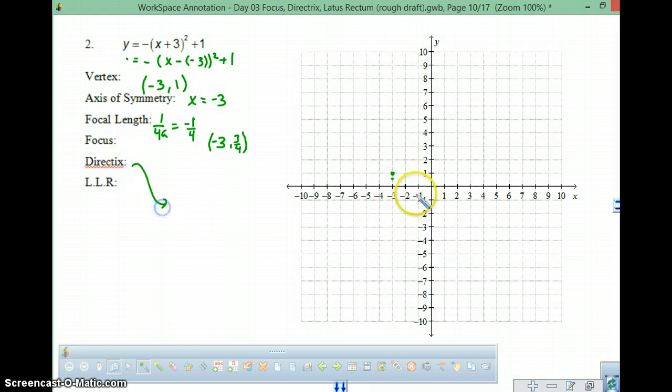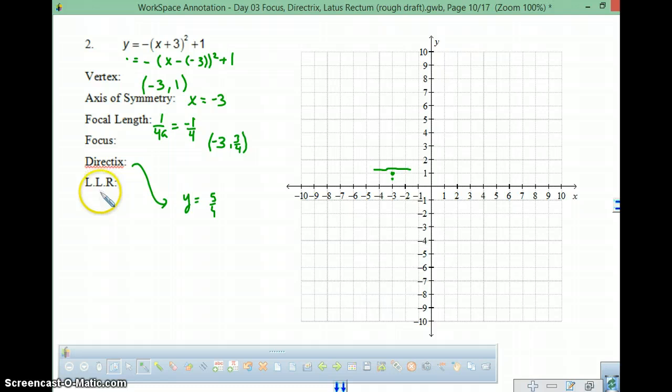Directrix. Well, that's going to be just the opposite side. It's going to be 1 plus 1/4, or 1 minus negative 1/4. Y equals 5/4. And I know that this opens down.